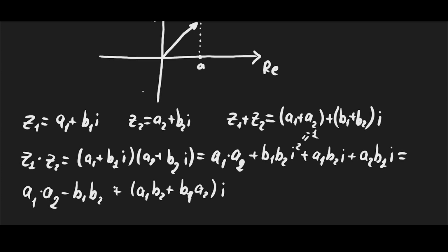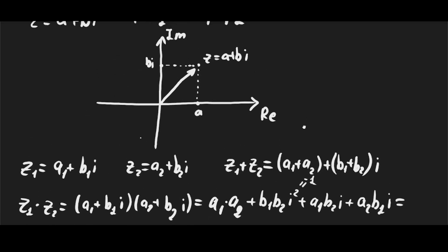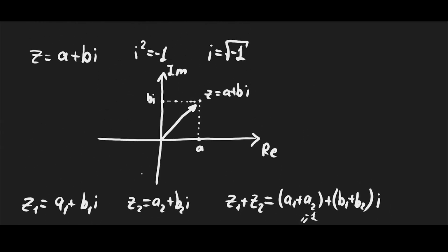To do a division operation is a bit complex, and for this we need to take the concept of the conjugate. The conjugate can be represented as z with a line above it. If z was a plus bi, the conjugate would be a minus bi. If you notice, this is just the reflection of the complex number z over the real axis. So we need to take negative bi here. So this would be z conjugate.